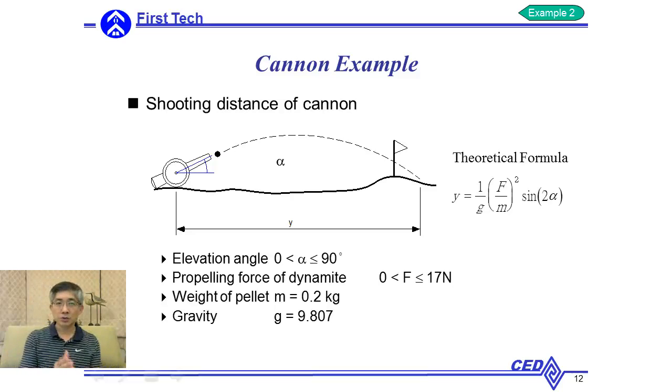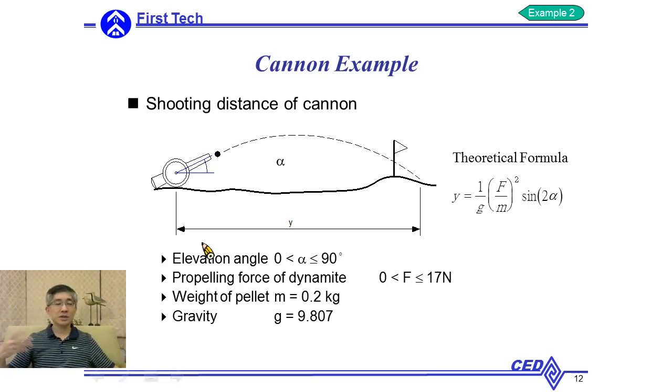Say you are shooting a cannon and you have two variables you can adjust. One is the elevation angle. The second one is the propelling force of the dynamite, which means how much dynamite you should use in a cannon. The weight of the pellet is m, and the gravity is 9.8. The possible range for the elevation angle is between 0 to 90 degrees, and the propelling force you can select for the dynamite is between 0 to 70 Newton.